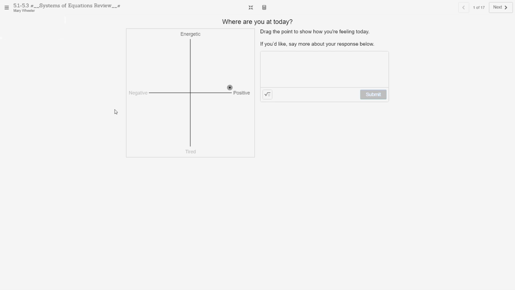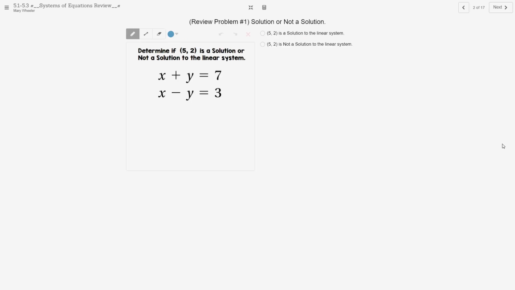Alright, welcome to 5.1 to 5.3 Systems of Equations Review, the Desmos activity. If you missed a day, this should help you fill out the Desmos, especially if you have any questions. I'll let you fill out where you're at today. As I said, this is going to be review.